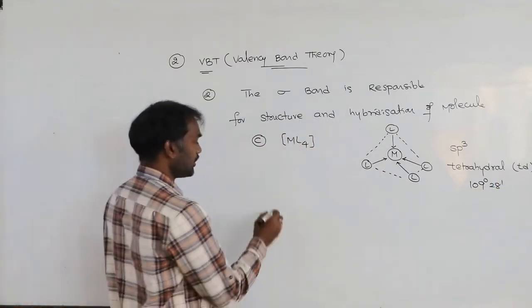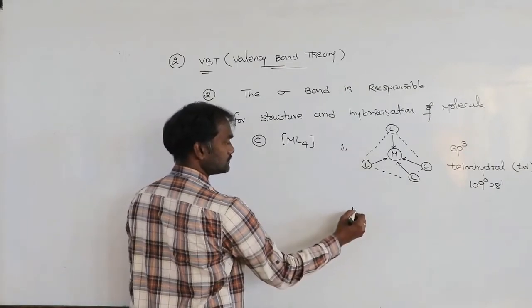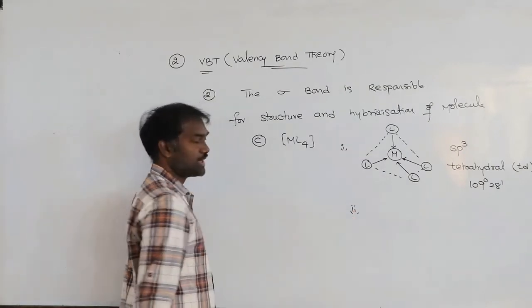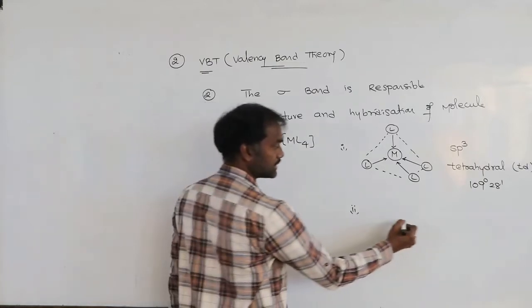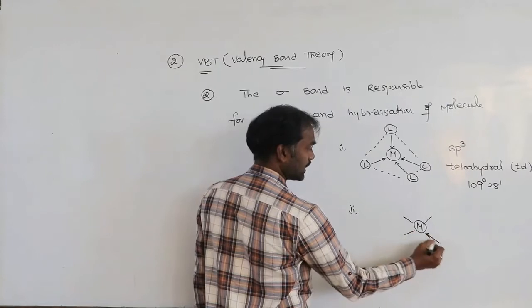Next, another possibility: the four ligands in a square form. The central metal is surrounded with four ligands.